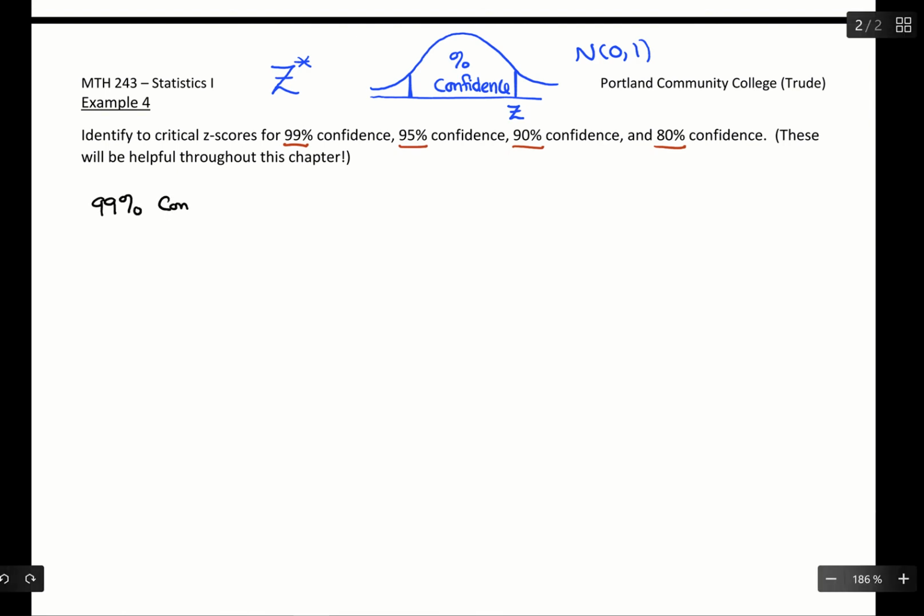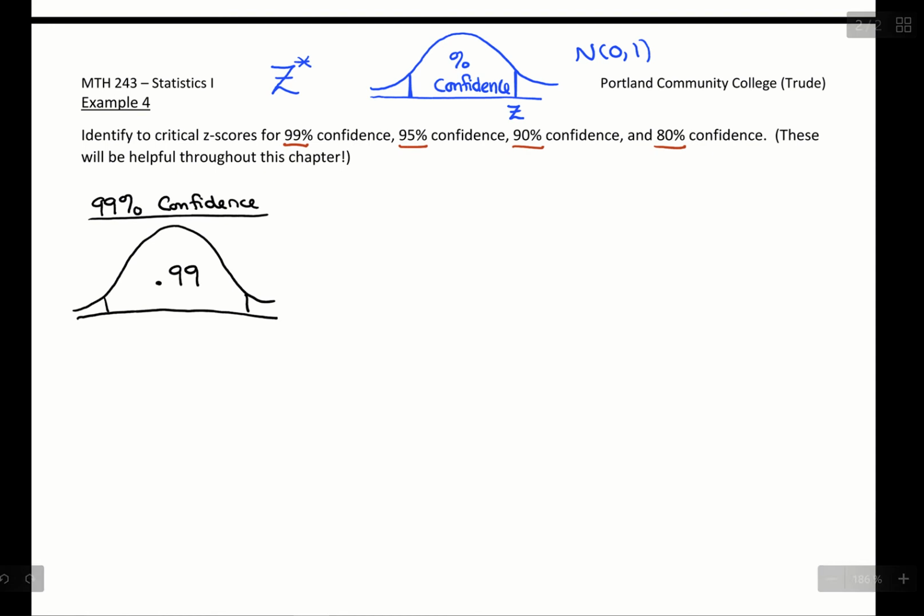So, if we're looking at 99% confidence, this would be the idea of taking a curve and putting 99% in the middle there. And what we want to do is find this z-score. That z-score for this curve, centered at 0, standard deviation of 1, is going to center 99% between it and its negative value. So again, with GeoGebra, we can't find these centered areas. So instead, we're going to want to think about the tail areas.